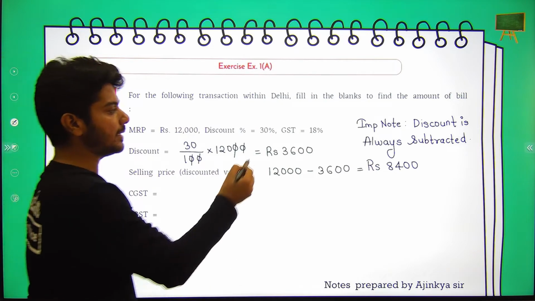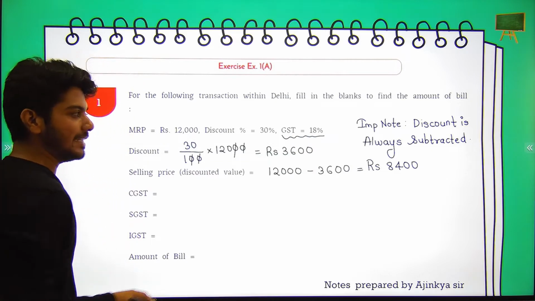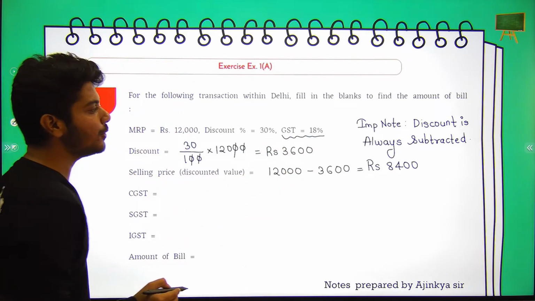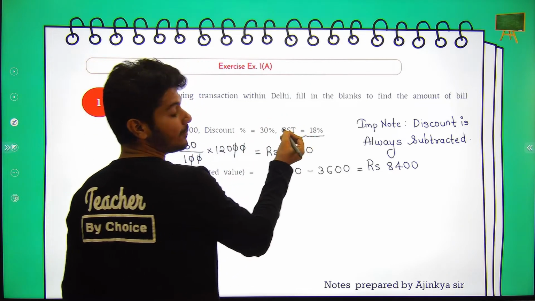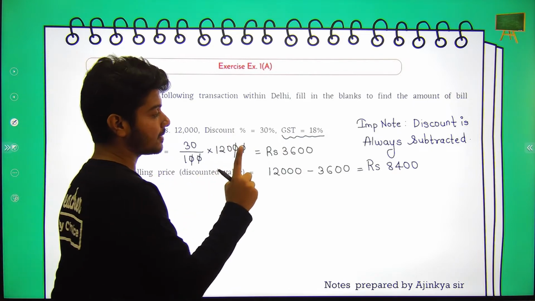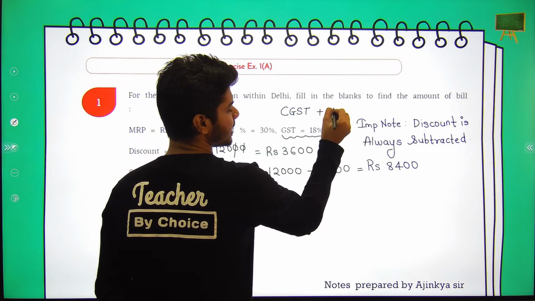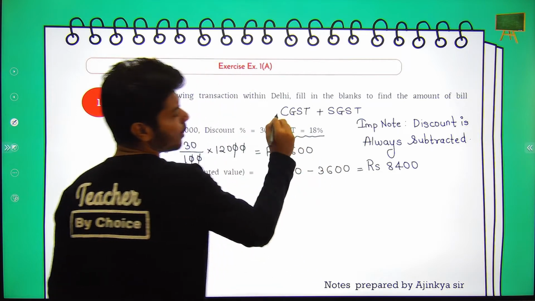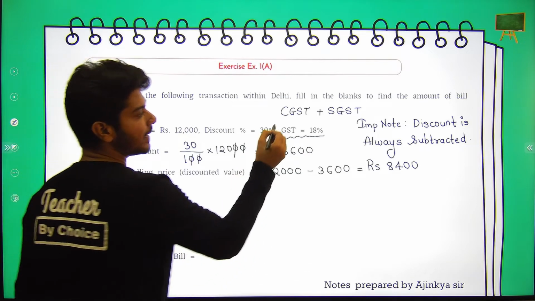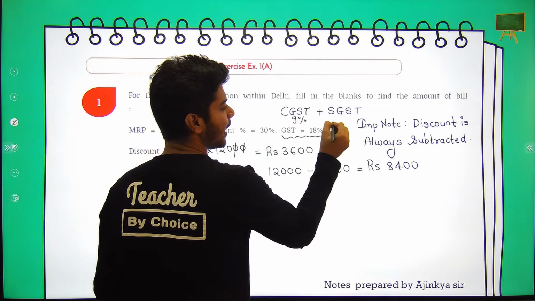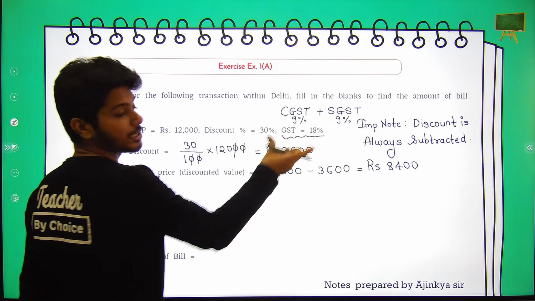Now we are going towards taxation. They have given that the GST charged is 18%. I told you whenever GST is given, it will be distributed in two parts: CGST, central goods and service tax, plus SGST, state goods and service tax. This would be 9% here and 9% over here. This is how it is distributed equally.